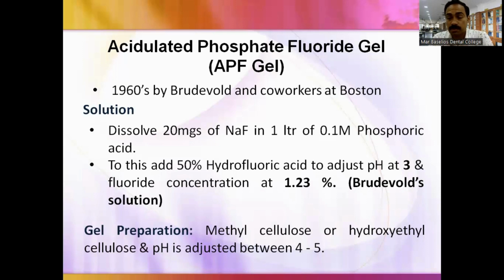The percentage of the Brudevold solution is 1.23%. And if you want to prepare a gel, then as usual, you have to add a gelling agent. So we usually add methyl cellulose or even hydroxyethyl cellulose. Once you add the gelling agent, it will become a gel and the pH is adjusted to around 4 to 5, whereas the solution has a pH of 3.